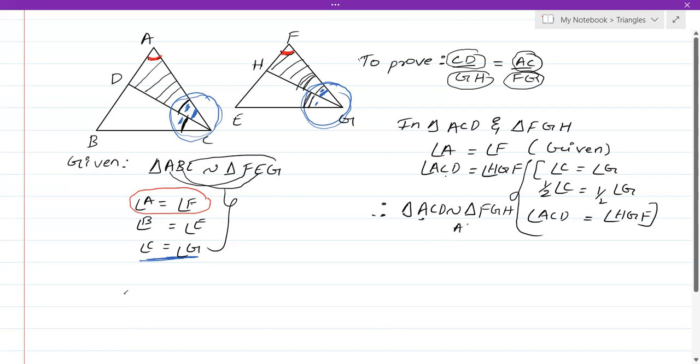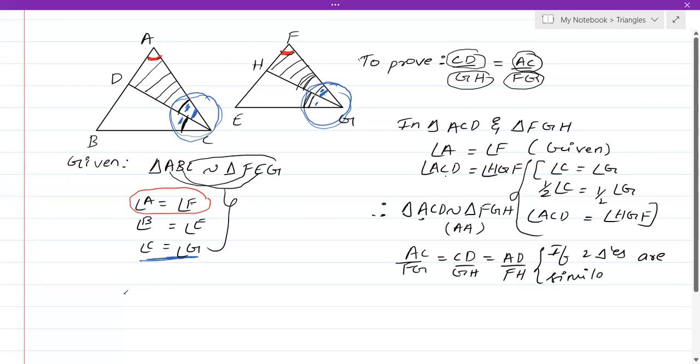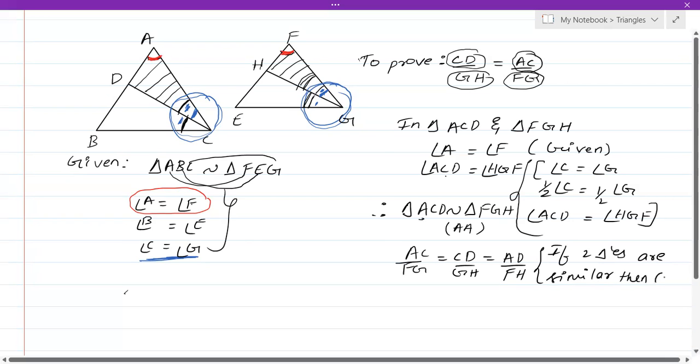Using AA criteria, if two triangles are similar, corresponding sides are in proportion. Therefore, I can write AC by FG is equal to CD by GH, which is equal to AD by FH. What is the reason? If two triangles are similar, then corresponding sides are in proportion.